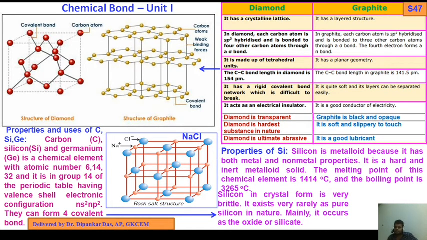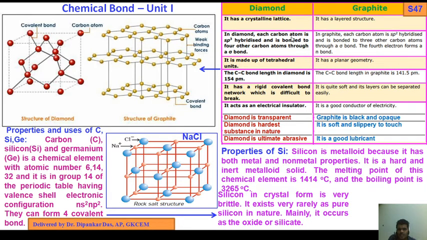Now come to diamond and graphite. This is very important, their differences, and also their structures. Diamond has a crystalline lattice. Graphite has a layer structure.